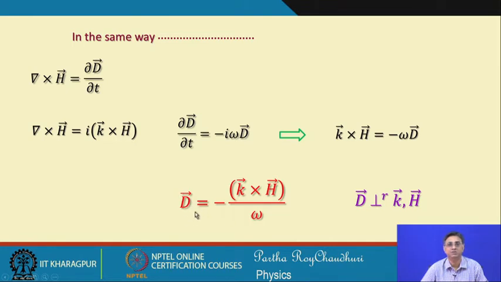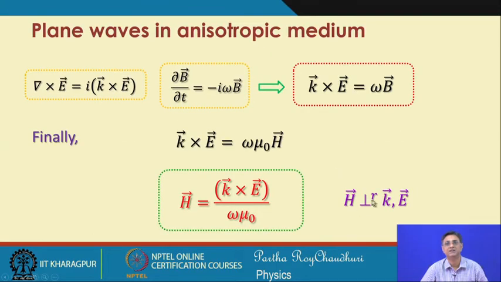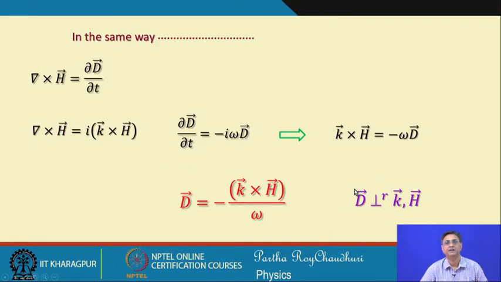that when you know the displacement vector, you can explore the direction of the magnetic field with respect to the direction of propagation. So, from this relation you can see that D is perpendicular to a plane which contains k and H. So, D is perpendicular to the propagation vector and is also perpendicular to the magnetic field direction. So, therefore, we have these two things, that H is perpendicular to k, H is also perpendicular to E, and D is perpendicular to k and D is also perpendicular to H.